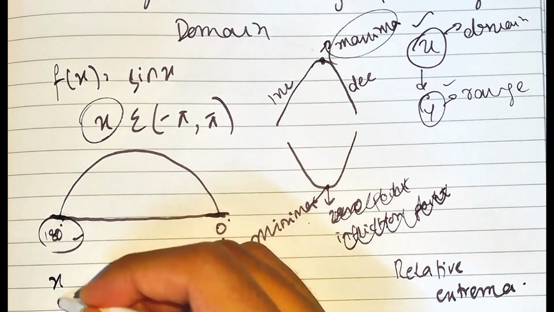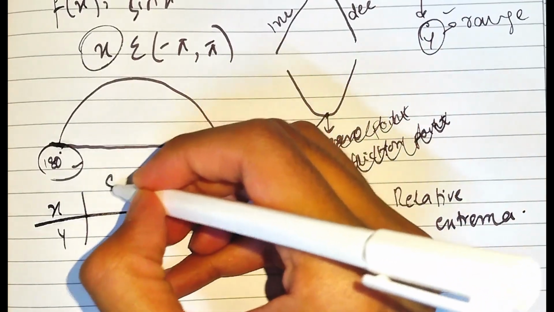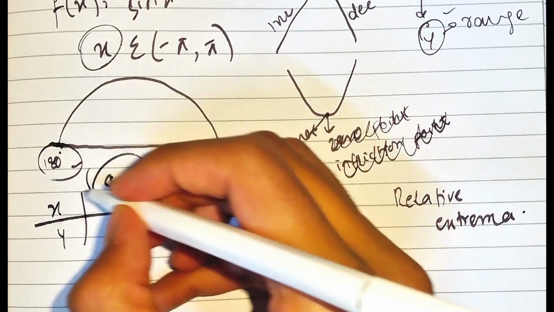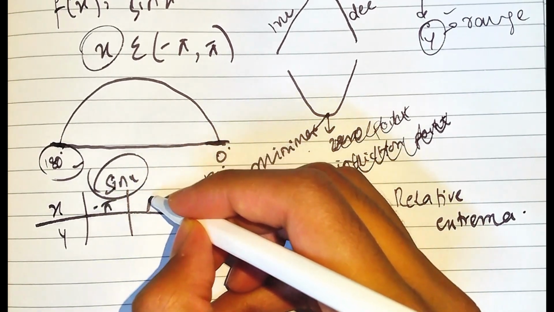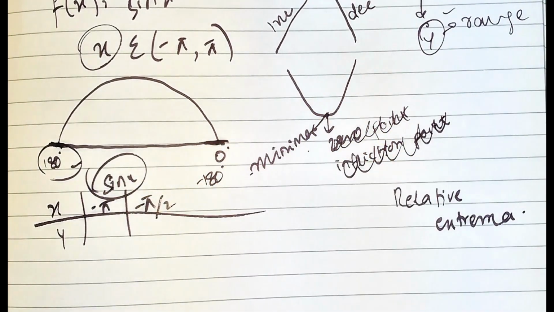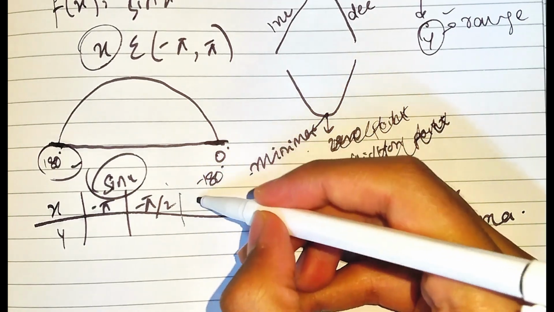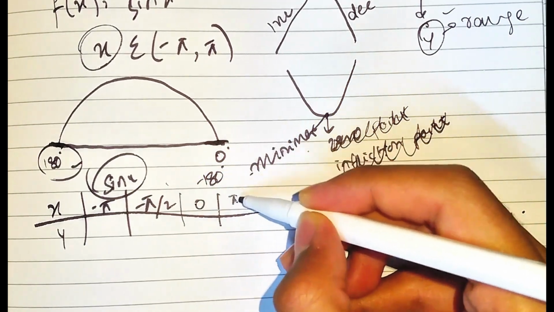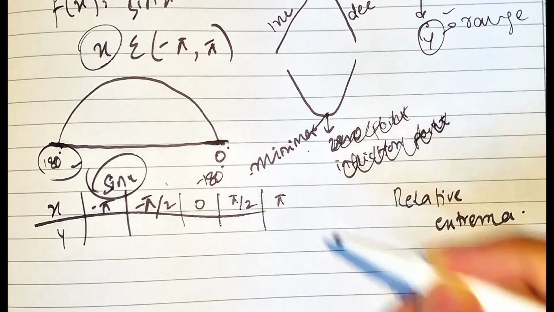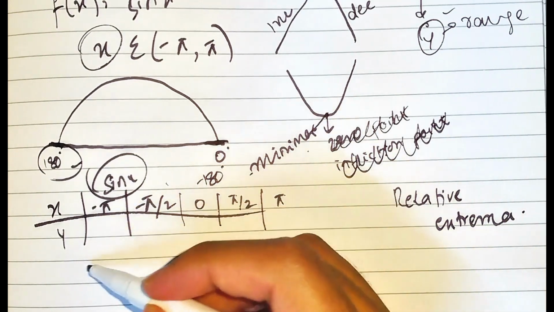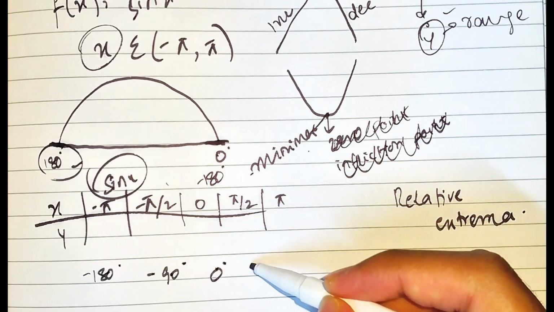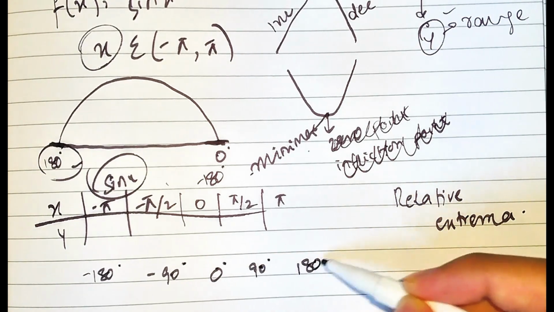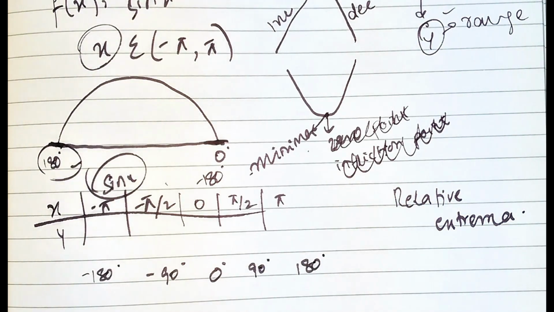So let's see, this is the x value, this is the y value, and the function is sine x. First of all, we have negative pi, then negative pi by 2, which is actually negative 90 degrees. Then we have 0, then pi by 2, and then pi. So you can see how the function is increasing. First of all, we had negative 180, then negative 90, then 0, then 90, then 180. So we've written the domain in ascending order.